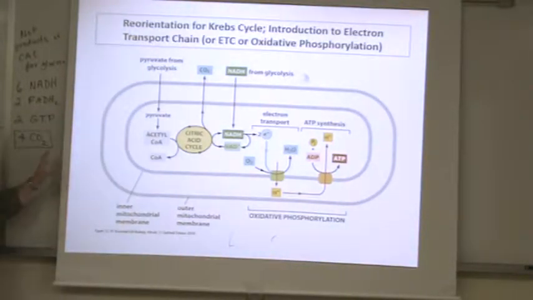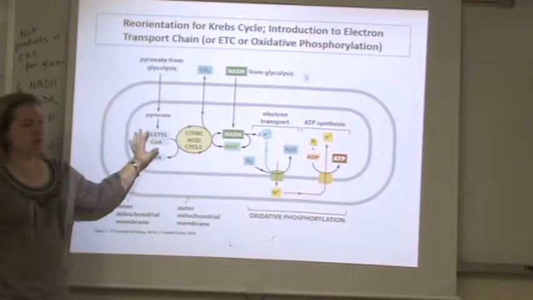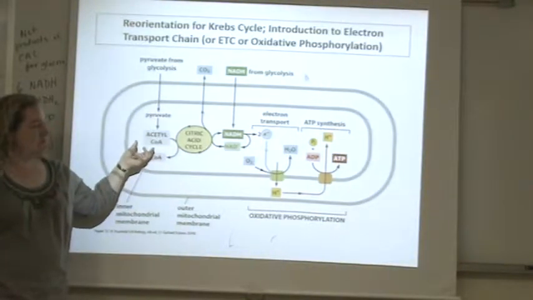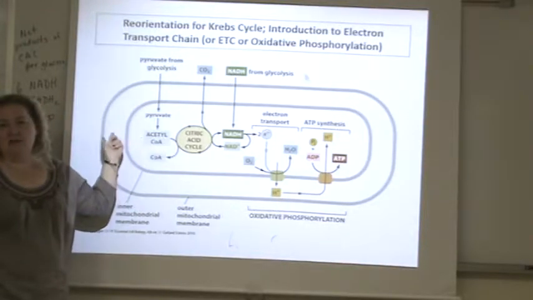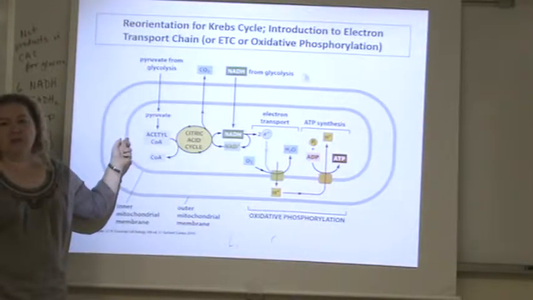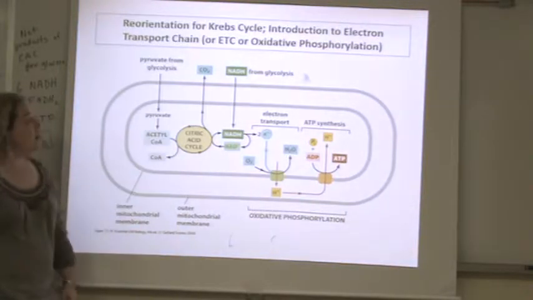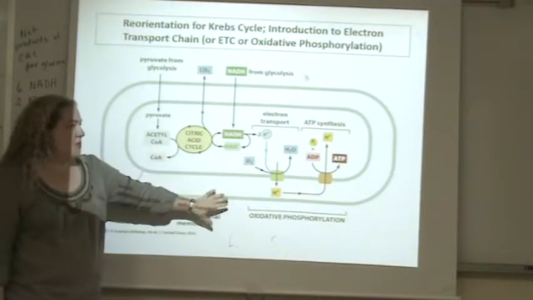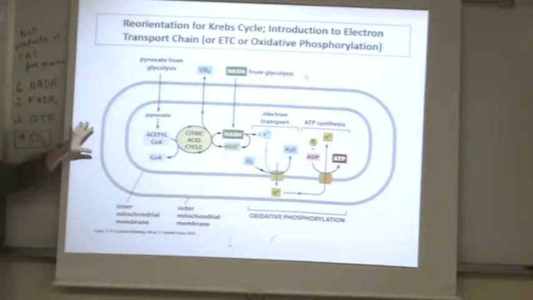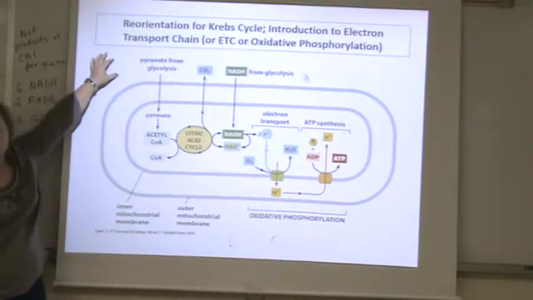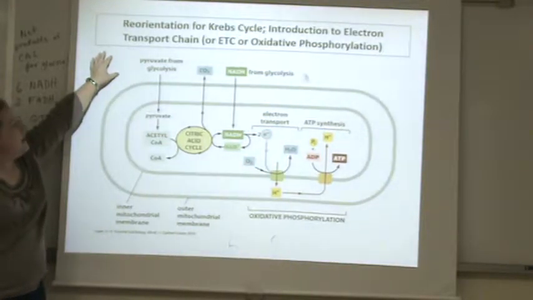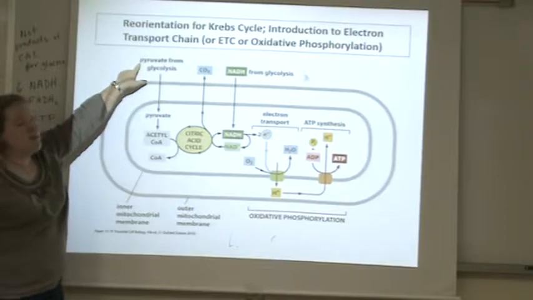So I want to do a little bit of an overview here before we move on to some regulation aspects of how cells regulate what they're going to do when, and then before we go on to talk about electron transport chain. So this particular picture that we're looking at is not the cell, this is the mitochondrion. So you might label out here is the cytosol, out here is where glycolysis was going on. And glycolysis produced pyruvate.